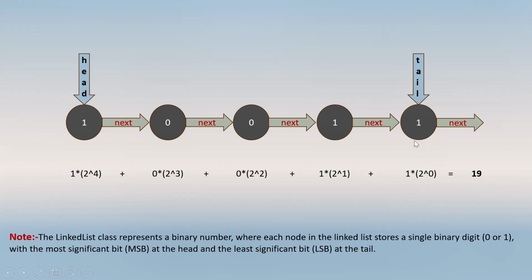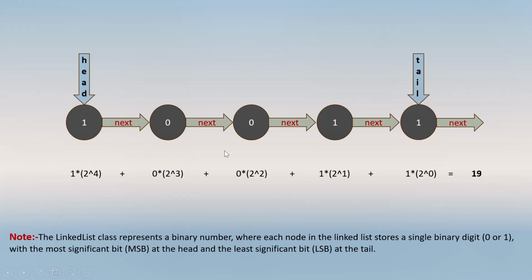Since the last node is the least significant digit, its value is multiplied by 2 raised to the power 0. For the second last node, the value is multiplied by 2 raised to the power 1. For the node at the third last position, the value is multiplied by 2 raised to the power 2. Similarly, for the first node, which is pointed to by head, its value is multiplied by 2 raised to the power 4.